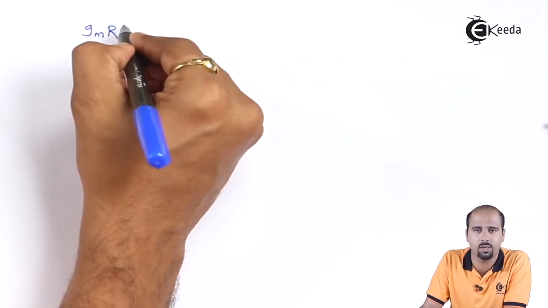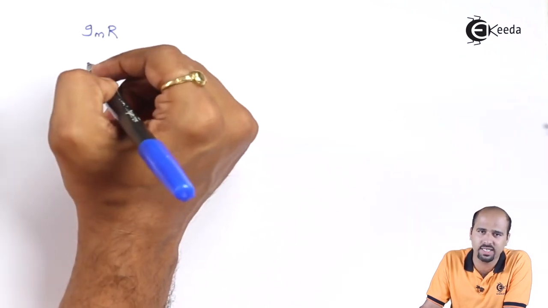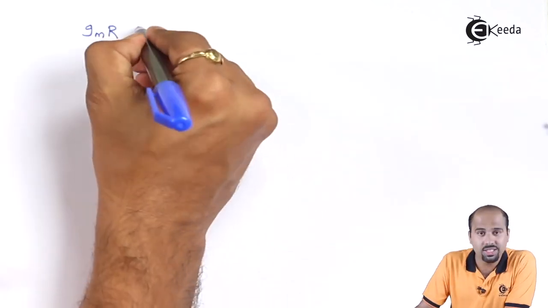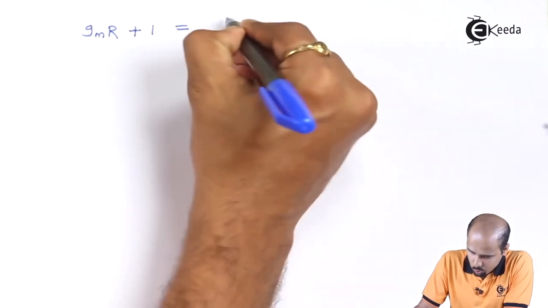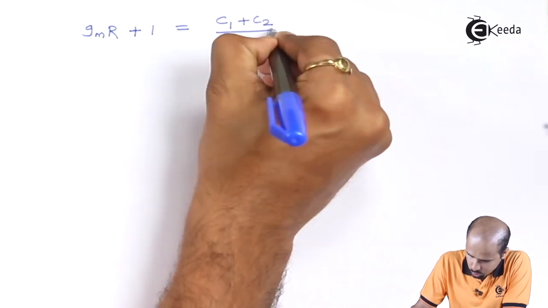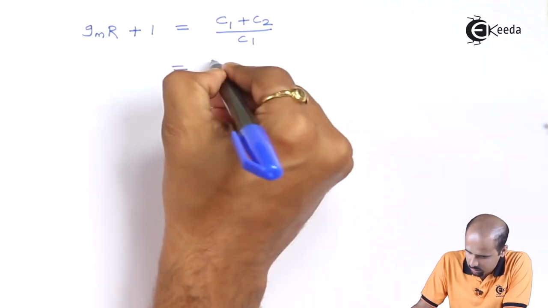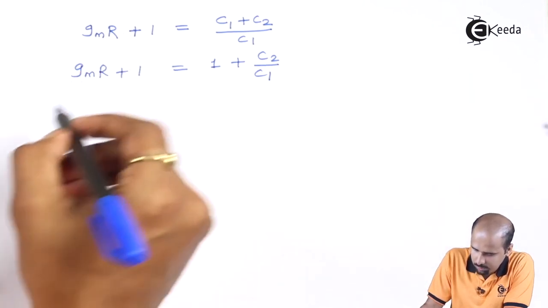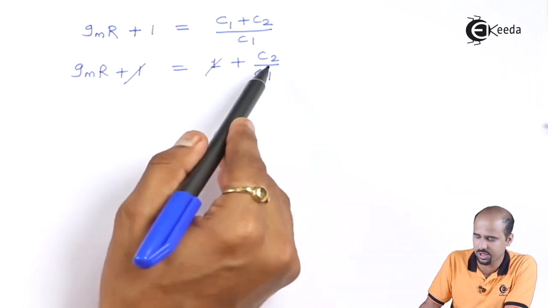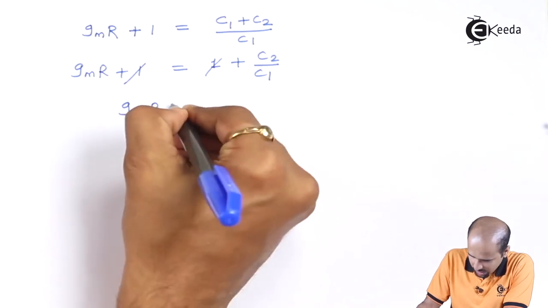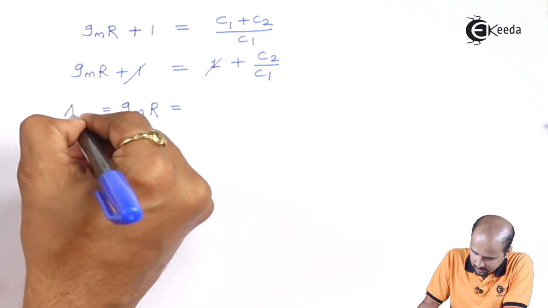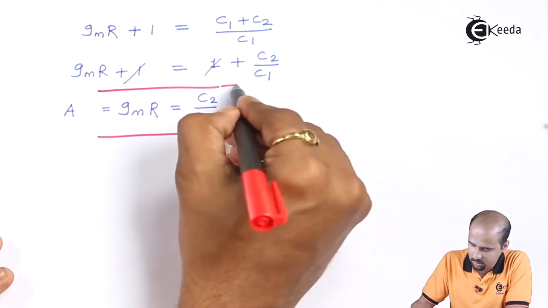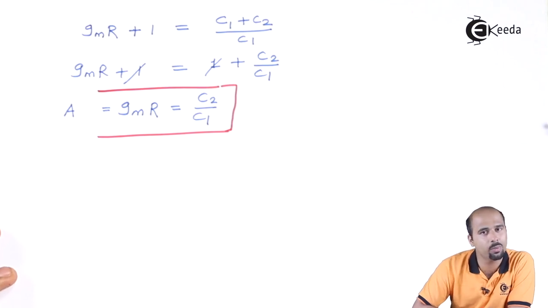This gm into R is nothing but the gain of that particular amplifier, as we have already studied that in your bypass capacitor circuit, you will be getting gm RD or gm RC, that is nothing but your gain. So gm R plus 1 is equal to C1 plus C2 divided by C1. I will take this as 1 plus C2 divided by C1, such that I will be getting gm R is equal to C2 divided by C1. So this is how I have got the gain parameter. I can say that gain A is equal to C2 divided by C1, and this is another finding from the equation of the real part equated to zero.